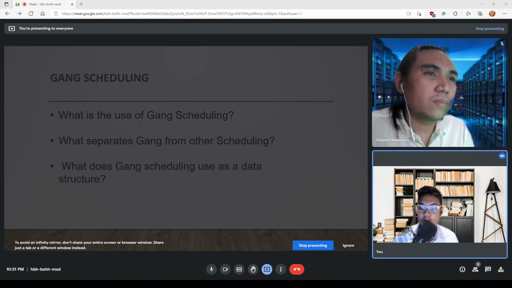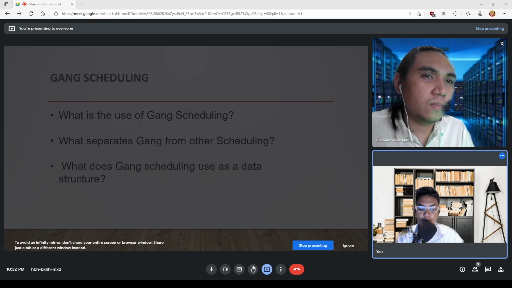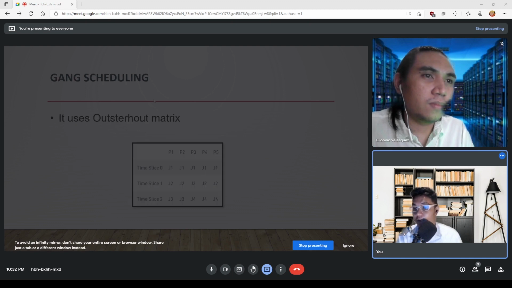So, what does gang scheduling use as a data structure? Gang scheduling uses an Ousterhout matrix as a data structure. It is a two-dimensional matrix in which a row represents a time slice and a column represents a process or thread. The table shows how the Ousterhout matrix is formed and how the jobs are scheduled. J1 to J4 represent gangs and P1 to P5 represent processes.